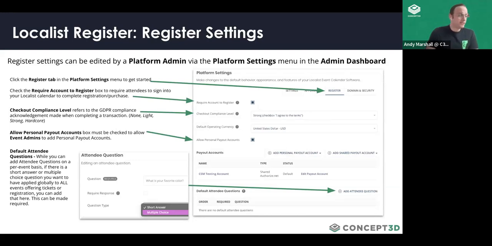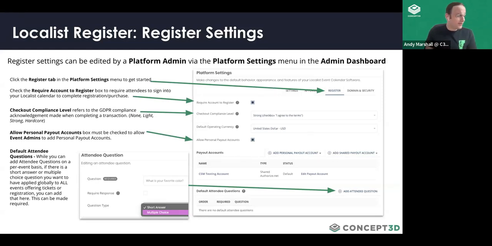Next, you can set the global compliance level question asked when completing a transaction for GDPR reporting, which can be set to none, light, strong, or hardcore, with each requiring a more explicit agreement as they go up in level. Now, if you want to give your community and your event admins the ability to add their own payout accounts separate from any shared accounts you may set up, you can allow or disallow that using this checkbox here. If an event admin adds a personal account, it will only be selectable by that specific admin when they are creating an event. Platform admins will be able to see that a personal account has been added, but they will not be able to edit or view it like a shared account. And again, more on payout accounts on my next slide.